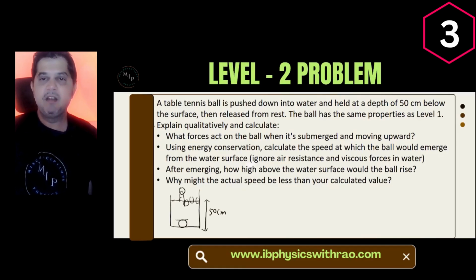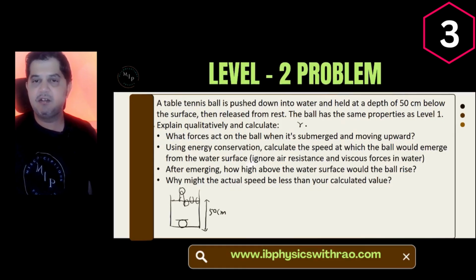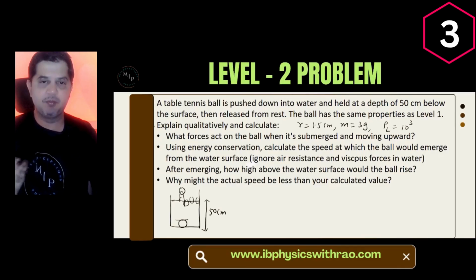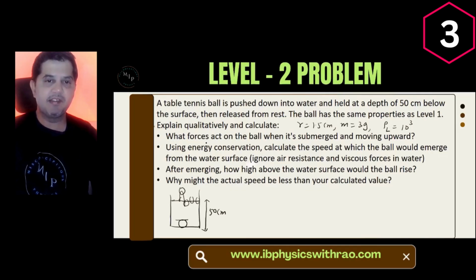Okay. Now, it has the same properties as level 1. Okay, what are the properties? We got the value of R, which was equal to 1.5 centimeter radius. Mass of the object was seen to be 3 grams. G is same 9.8 or 10. Everything is same. Okay, and this is water, and it also says the density of the liquid is equal to 10 cube. No issue. Then, what forces act on the ball when it is submerged and moving upwards?